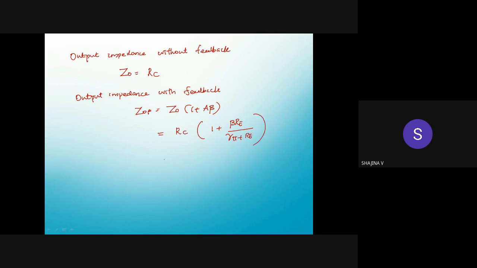Or I can simplify it to RC into, by cross multiplying, R pi plus RE plus beta RE divided by R pi plus RE, or this equals RC into R pi plus, here I can write 1 plus beta into RE divided by R pi plus RE. Okay. So this is the expression for output impedance with the feedback.